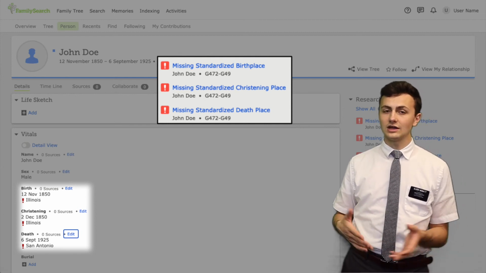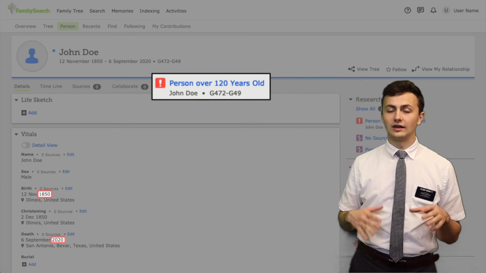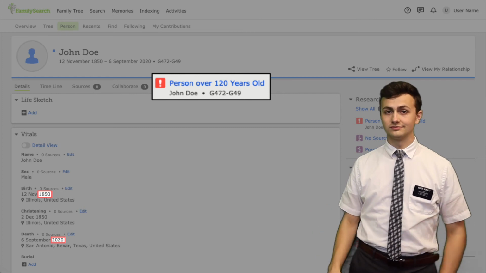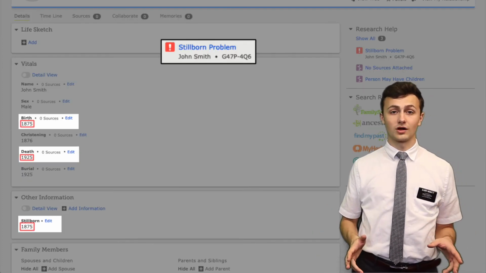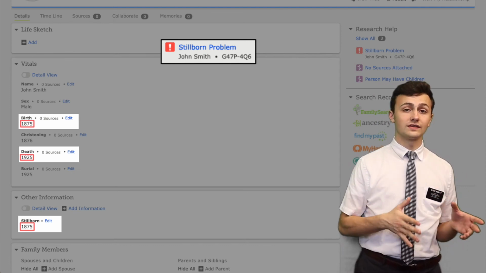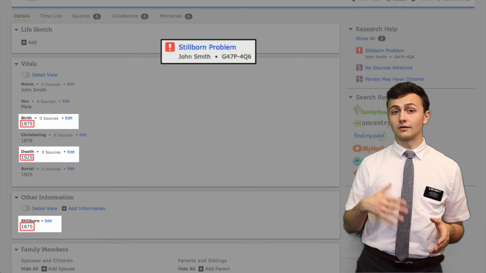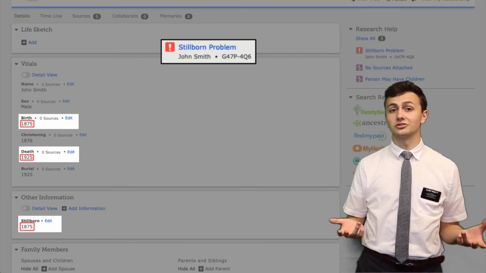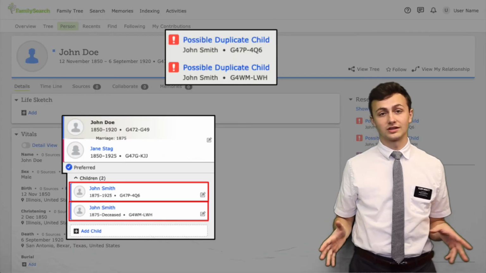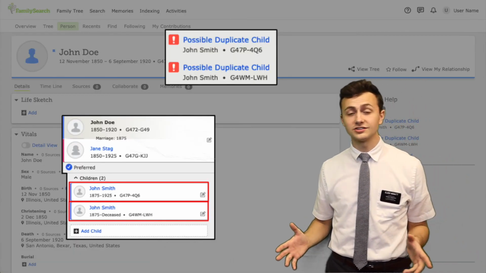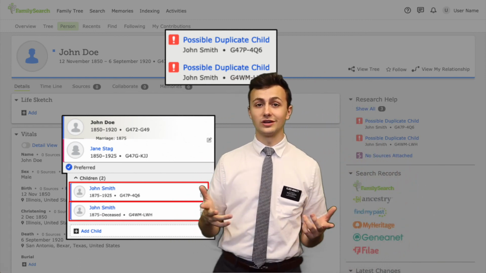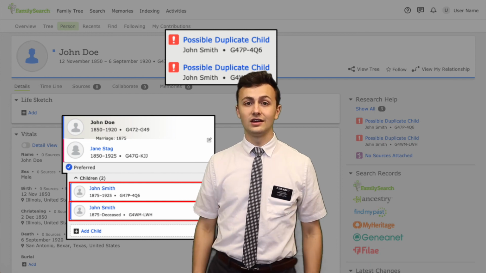Then we have age information. And that is if a person is listed as being 120 years or older. The next is Stillborn Problem. This is when an individual has in their record that they were a stillborn, but their birth and death year show that they lived longer than a year. And the last set is possible duplicates. For possible duplicates, what you want to do is merge those records together. And we're going to go over that next week. So make sure to stay tuned for that.